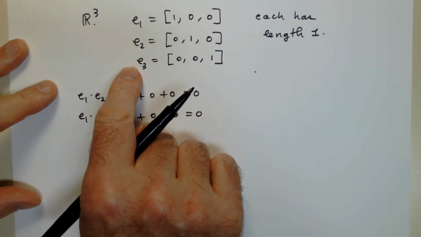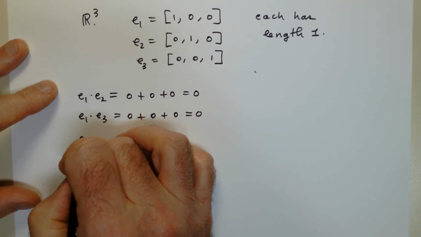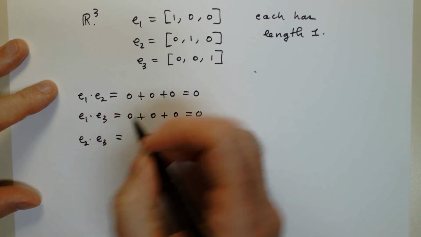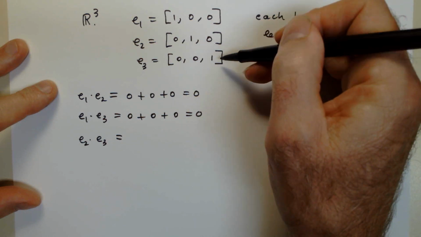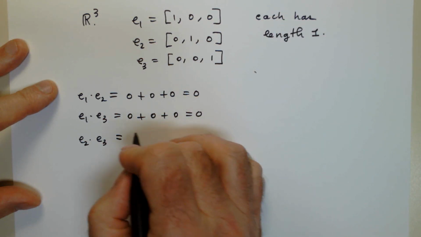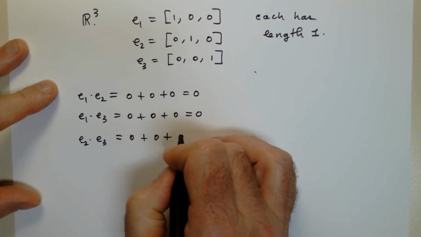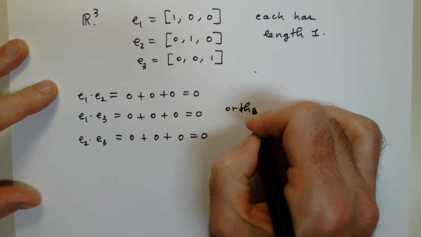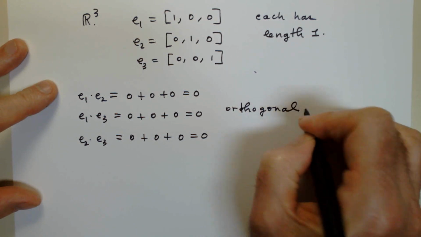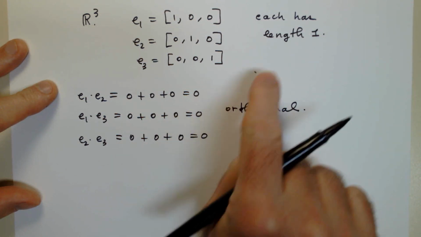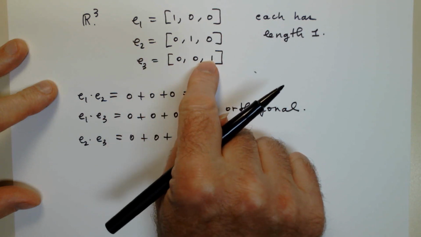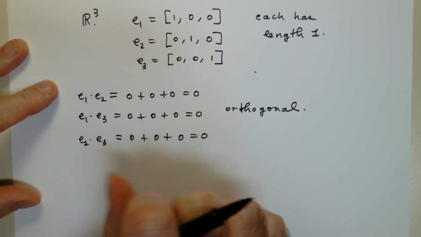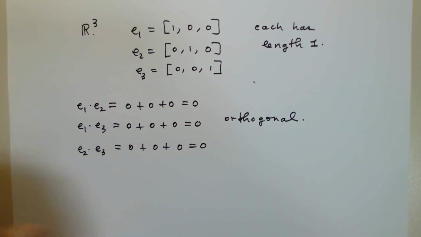And then the last pair is e2 and e3. And once again, when I compare them component-wise, I'm going to get 0. Okay, so this is the orthogonal part of the argument. This shows that they're pairwise orthogonal. This calculation that we did at the beginning shows that they each have length 1, and so together that shows that these form a pairwise orthonormal system. Let's head back to the class notes.